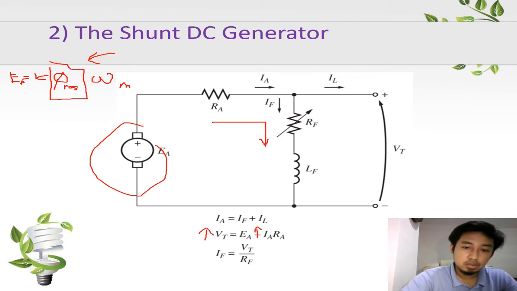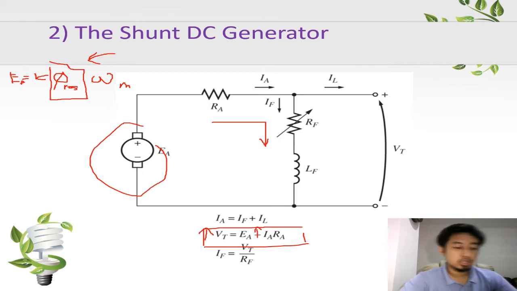Then when VT is increased, IF increases further, increasing the flux more, which increases EA. So this is the relationship, this voltage build up behavior, shown in this circuit here. Notice that it is the effect of magnetic saturation in the pole faces which eventually limits the terminal voltage of the generator.